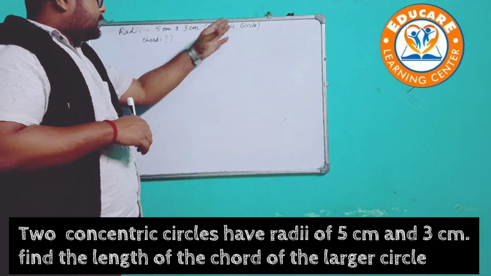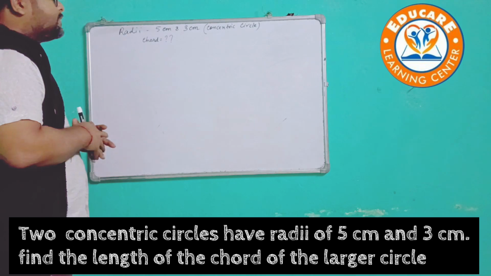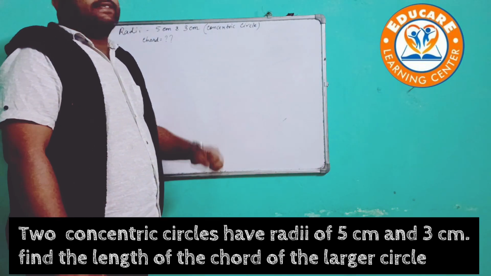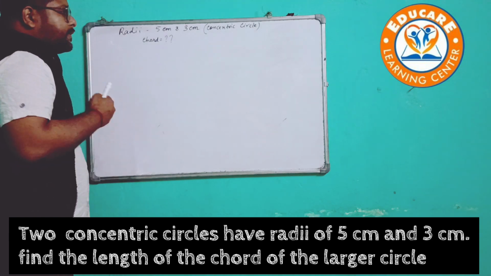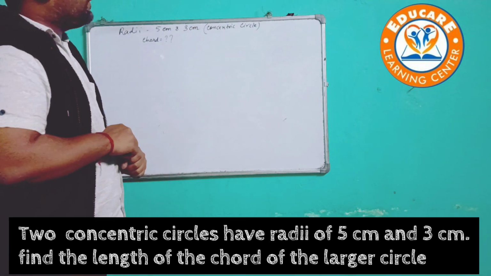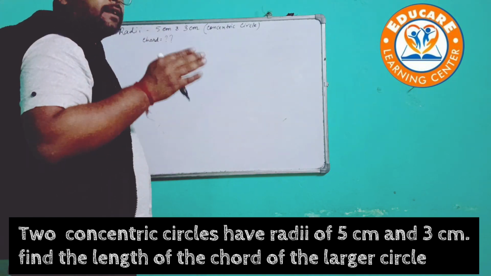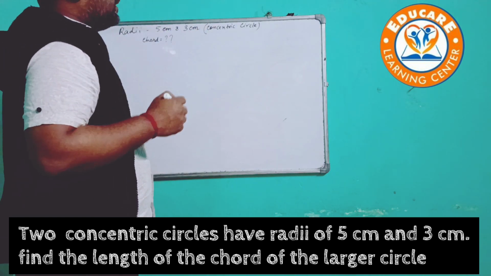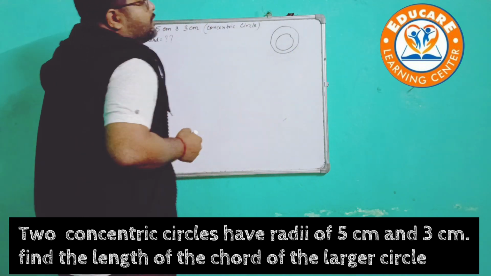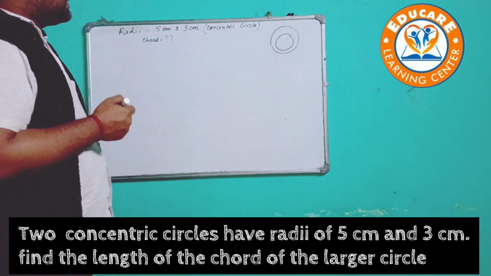Today our topic is circles, and we have come across a very important question about concentric circles. Before we start solving this question, let us understand what a concentric circle is. A concentric circle means a circle within another circle.